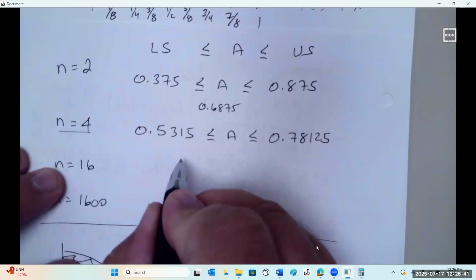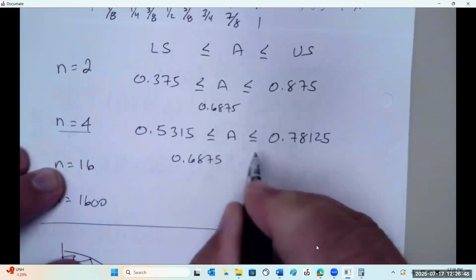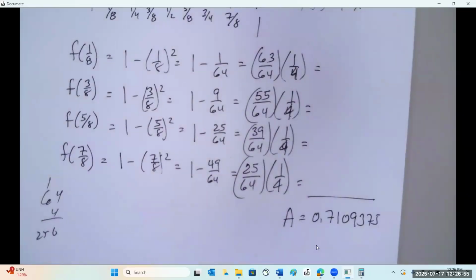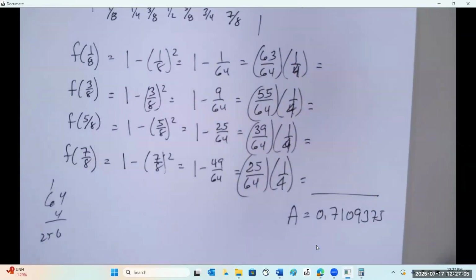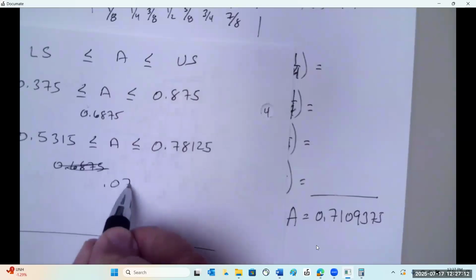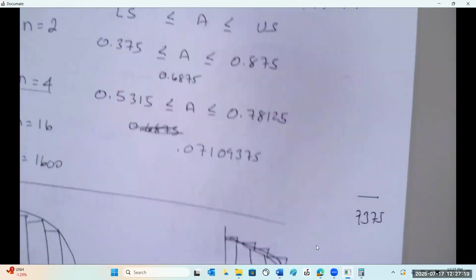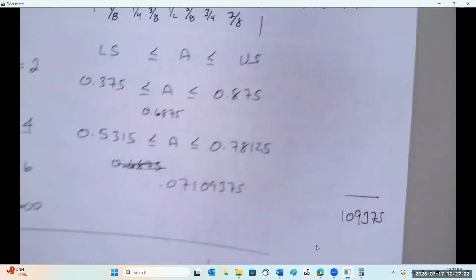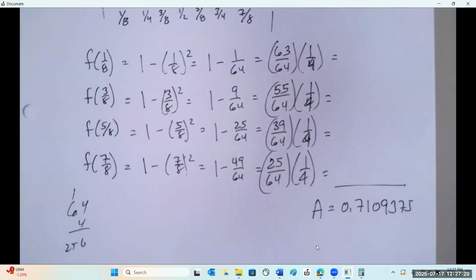So at 2, we got 0.6875. At 4, it's 0.7109. So using the midpoint formula is a lot more economical. All right, so let's look at another example.